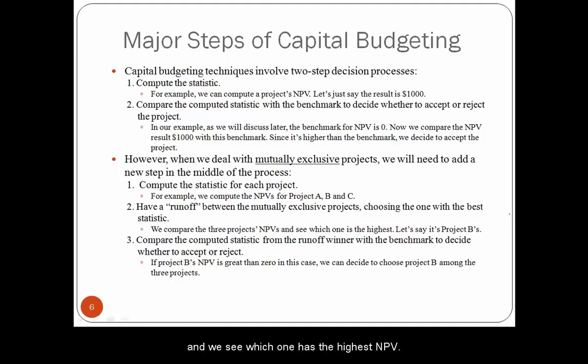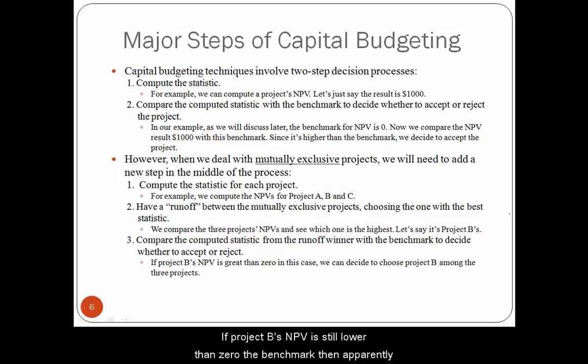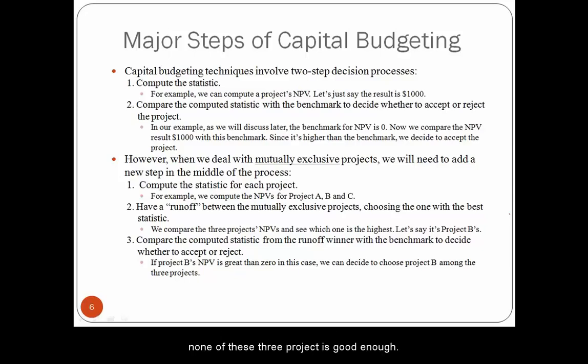highest NPV. So then if we find, okay, it's project B that has the highest NPV, and then we compare project B's NPV with the benchmark to decide whether this is acceptable. So if project B has the highest NPV and its NPV is greater than 0, the benchmark, then we decide, okay, we'll choose project B among the 3 projects. If project B's NPV is still lower than 0, the benchmark, then apparently none of these 3 projects is good enough. We'll have to reject all 3 proposals.